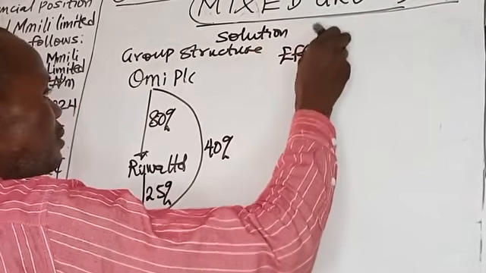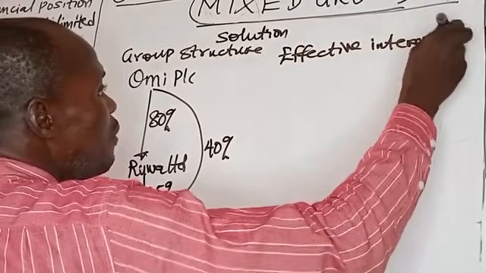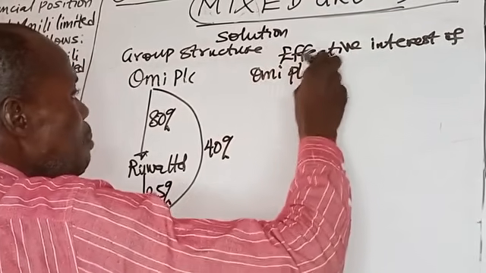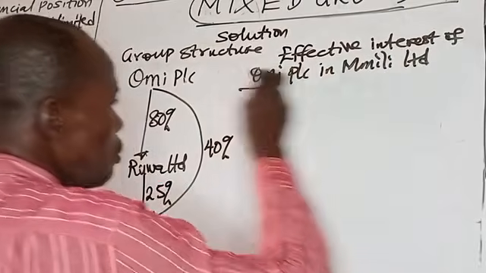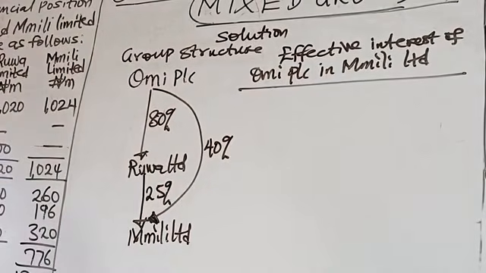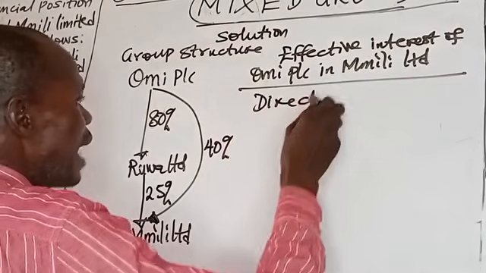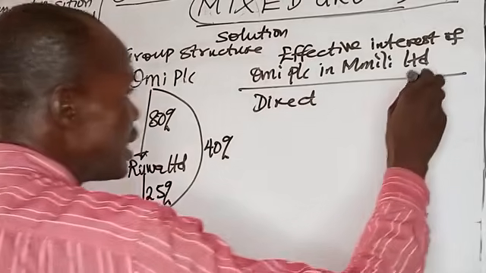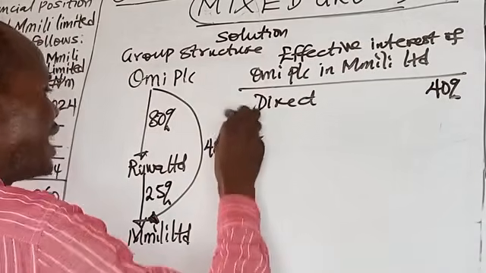Effective interest of Omi PLC in Mili Limited. So Omi has a direct interest. We have direct: Omi acquired 40%. That 40% is direct. Then we also have indirect.